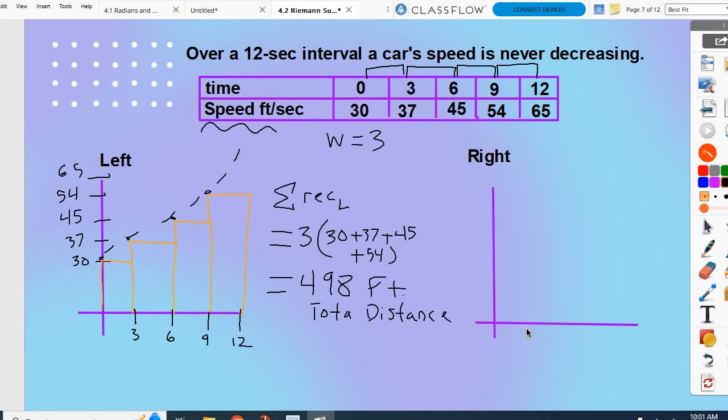Is our setup for the right Riemann sum going to be similar? Yeah, what's the only difference going to be? We're going to use the what values? Right endpoint y values. Agreed. So I want you to do that one on your own. Tell me what you get.